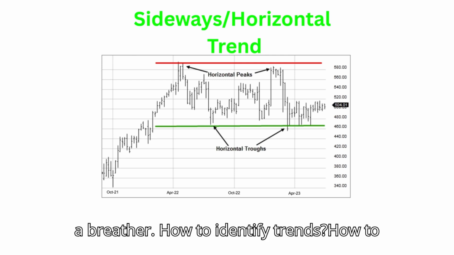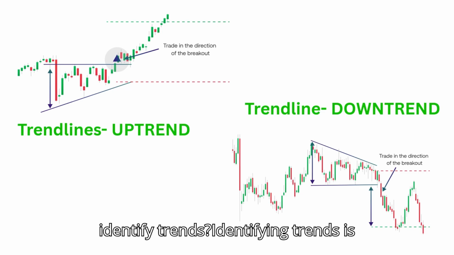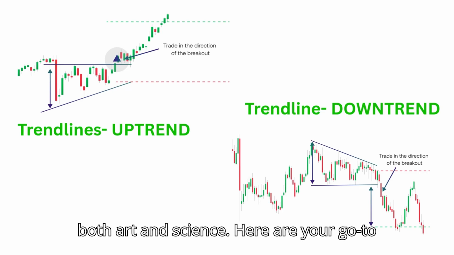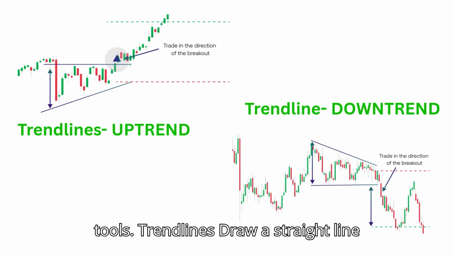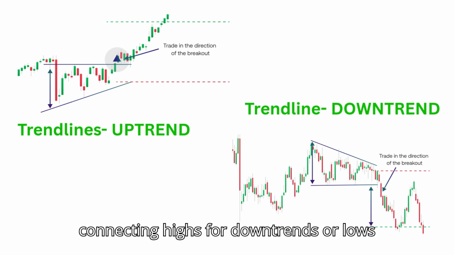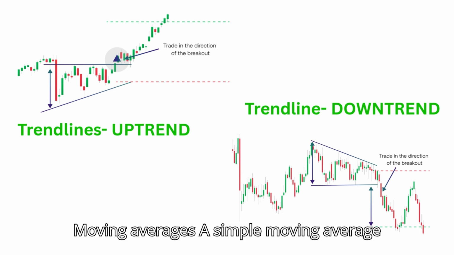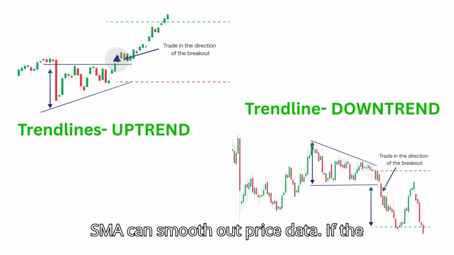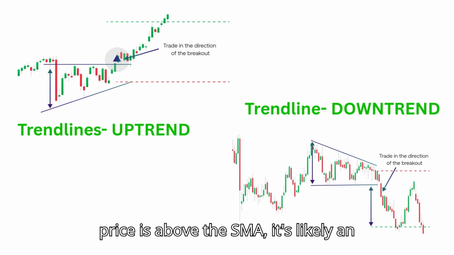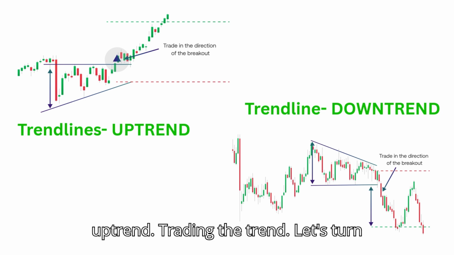How to identify trends? Identifying trends is both art and science. Here are your go-to tools. Trend lines. Draw a straight line connecting highs for downtrends or lows for uptrends. The slope tells the story. Moving averages. A simple moving average, SMA, can smooth out price data. If the price is above the SMA, it's likely an uptrend.